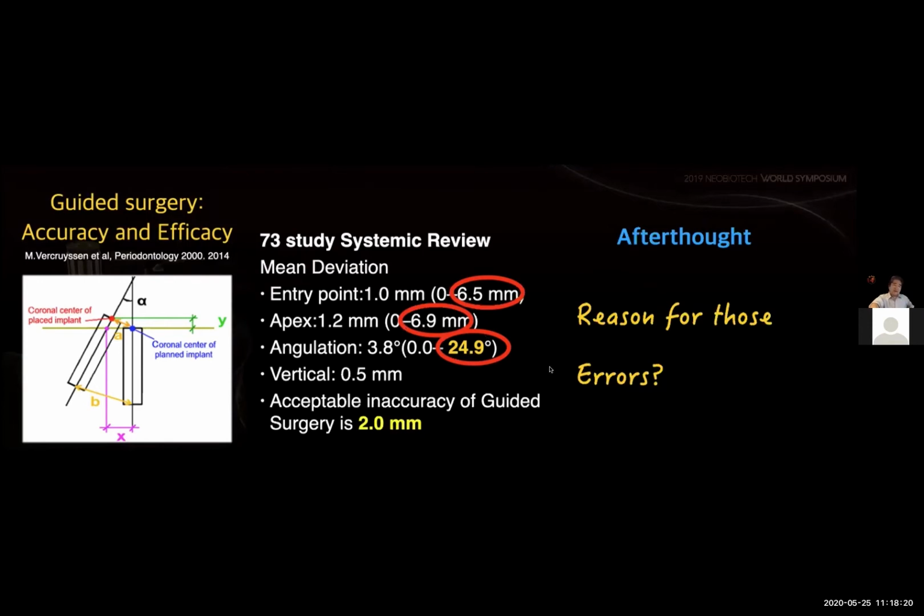And at the end, what they're saying is, in the current guide system, if your safety margin is about 2 millimeters, that is good. In other words, you designed it, you planned it, and then you placed it. So when you compare the implant that you planned and the one you placed, if the linear error is within 2 millimeters, that is acceptable.